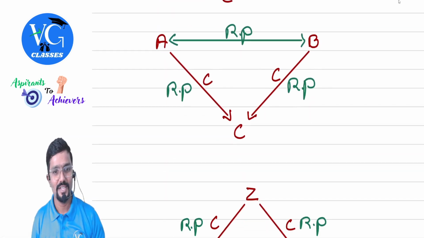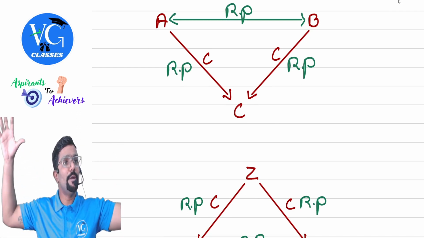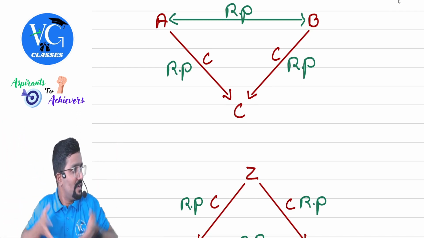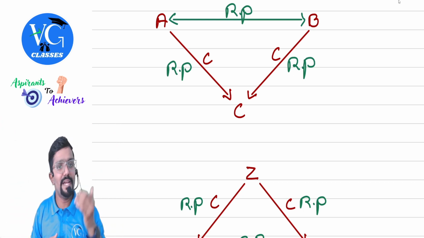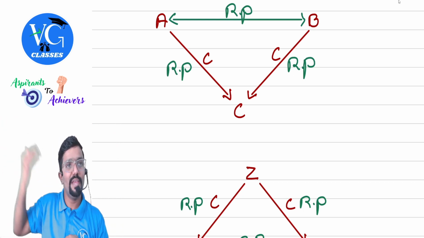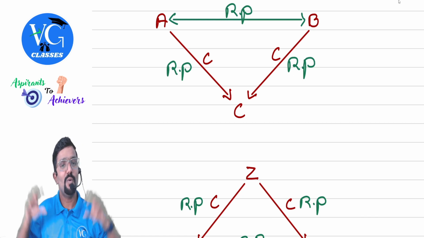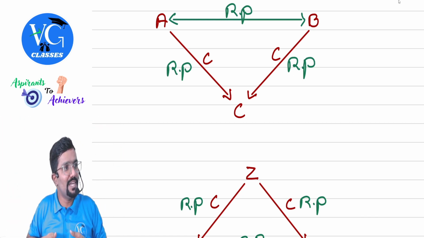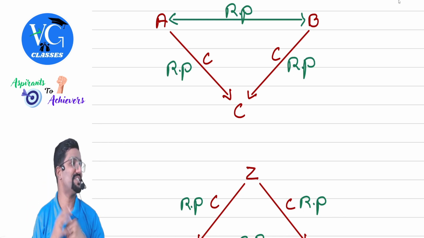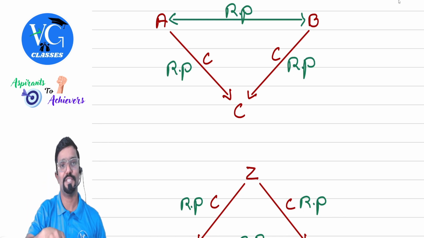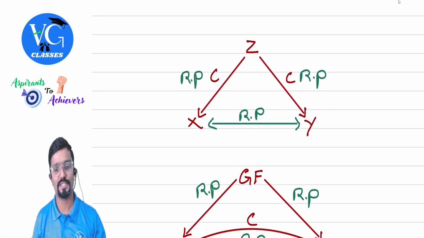Next, A and B together are controlling C. Common control. A and B are controlling C. Are A and C related? Yes. Are B and C related? Yes. Now, as both of them together are controlling one single person, they both are also related. Are A and B related? Yes. They both are also related. Got it? Next, the reverse case.